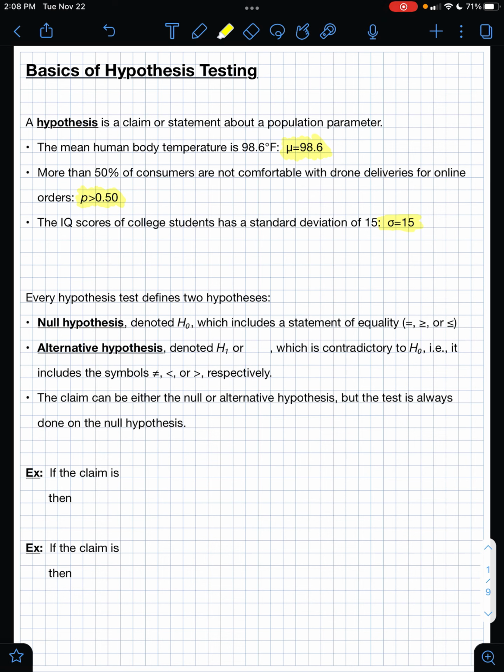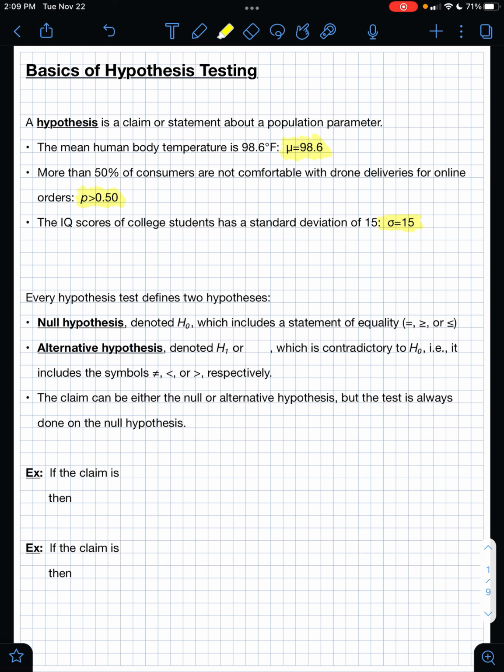So, when we do a hypothesis test, we are always going to define two hypotheses. One of them is given to us in the claim. The other is a contradictory statement to it, so that we get two statements that literally claim opposite things. And therefore, we will make a decision to support one and reject the other, or support the second and reject the first. Now, the claim that's given to us may be either of these two hypotheses. They are called the null hypothesis and the alternative hypothesis.